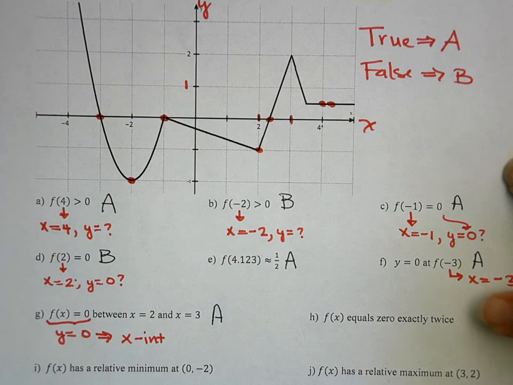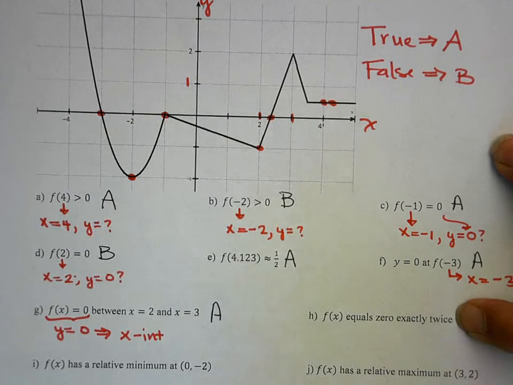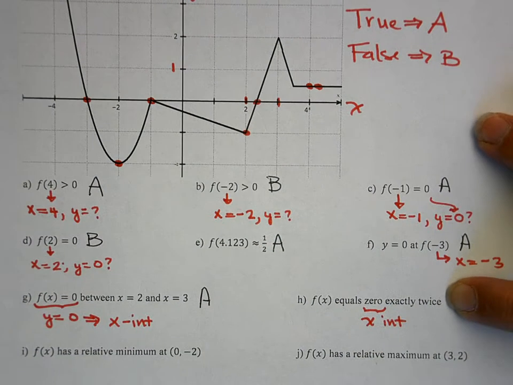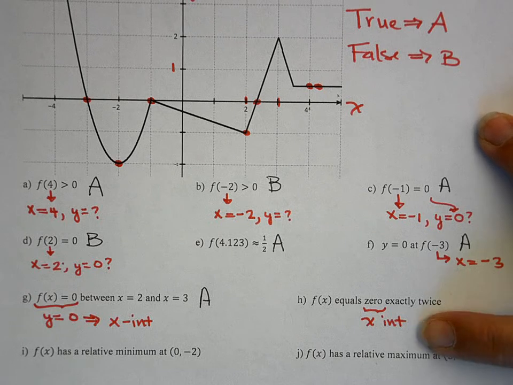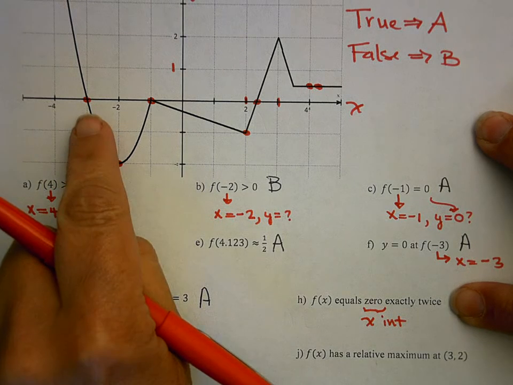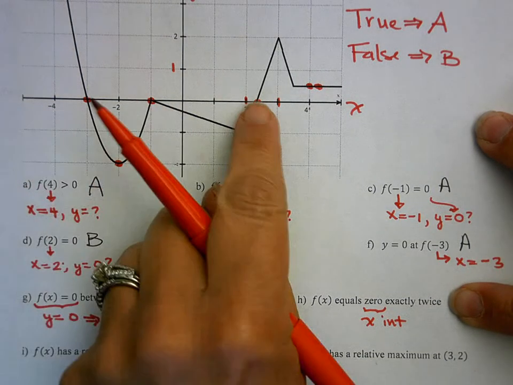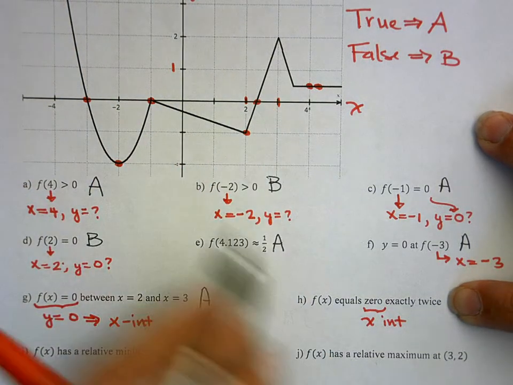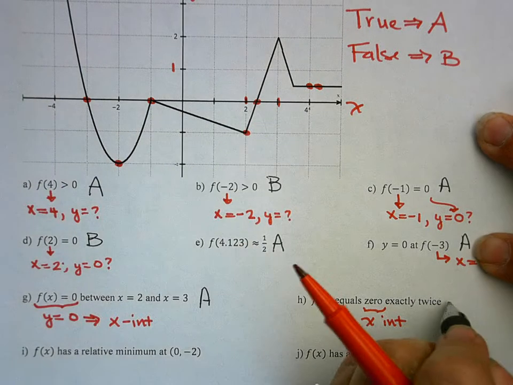Does f of x equal 0 exactly twice? And remember, 0 is synonymous with x-intercept, right? So that's that vocab review. So does f of x equal 0, meaning does it have an x-intercept exactly twice? So that would be 1 here, and 1 here, so that would be false, because that's 3, right? 1, 2, 3, so that would be false.